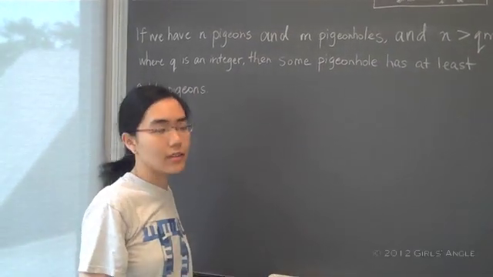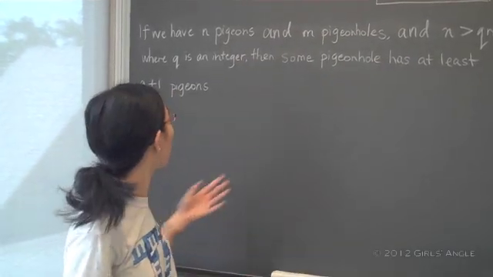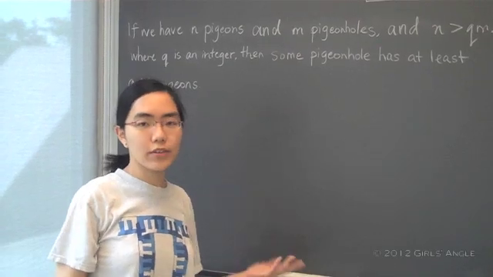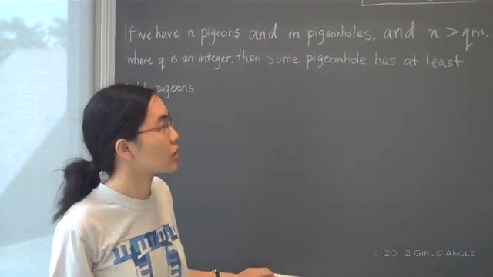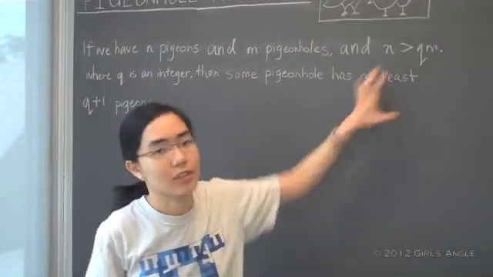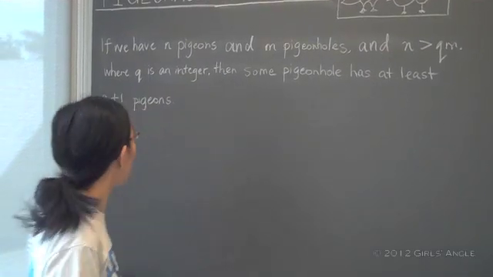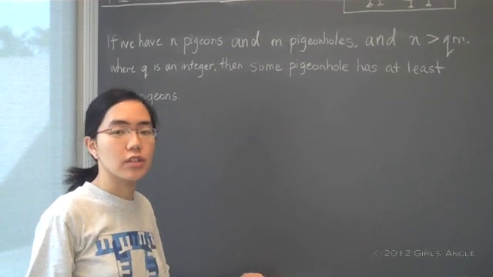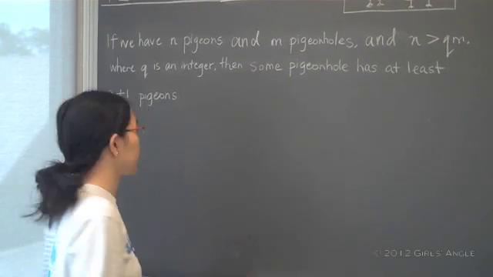Why do I say that this is evident? Well, if every pigeonhole has at most q pigeons, and we have m pigeonholes, then we have to have at most qm pigeons, but we've already said that the number of pigeons is greater than qm. So let's take a look at why such an evident observation is useful in solving mathematical problems.